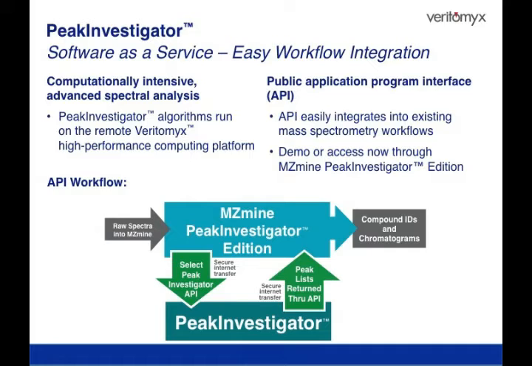As illustrated here, when you open a project in MZmine and access Peak Investigator, the raw LCMS profile data is compressed and sent to the Veritomics servers. The servers process this data usually within 24 hours, and the resulting spectral mass lists can be downloaded directly into the MZmine project for further processing, just like any other centroided mass list from within MZmine.